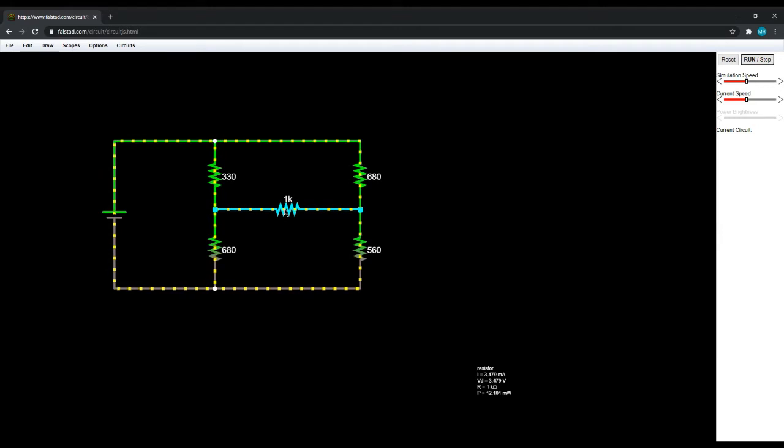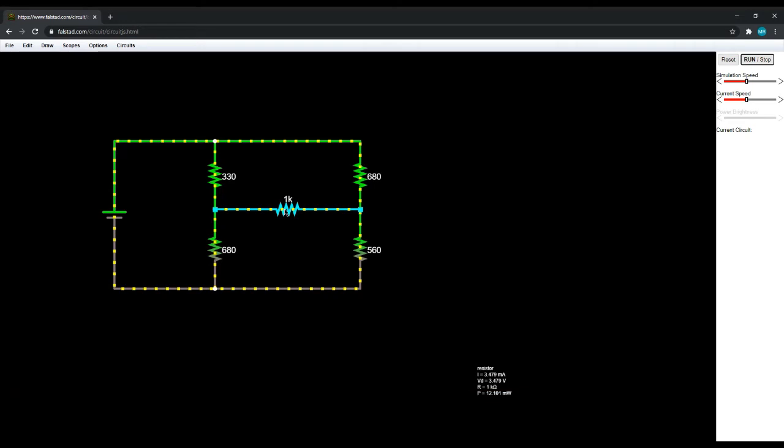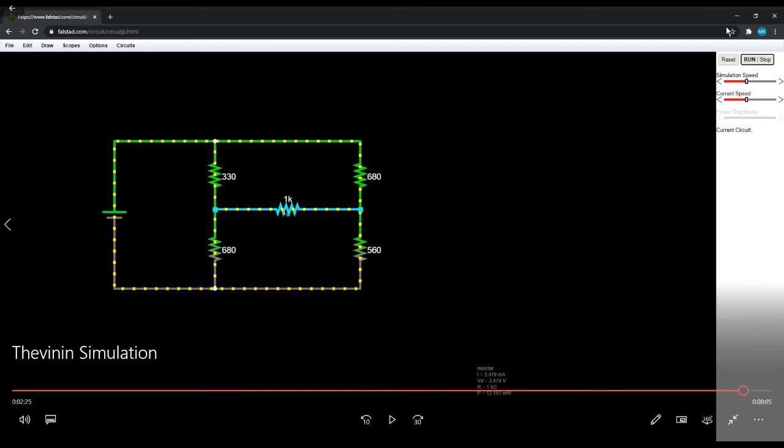Click run and we'll get the value for the load resistor. So as you can see, the load resistor is already selected, so it will be blue in color for the selected one, and the current for the load resistor is 3.479.